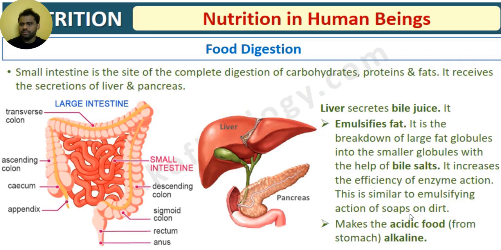It is similar to the emulsifying action of soaps on dirt. And it makes the acidic food from the stomach alkaline. So this is important. What is the liver secreting, and what is the function of the bile juice, is important. We stop our second session at this point.